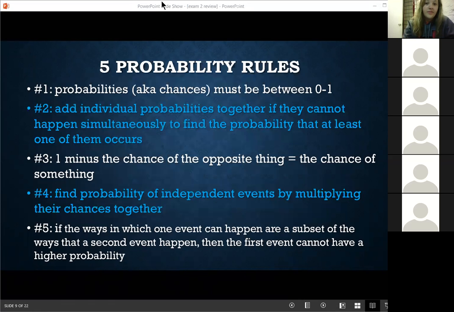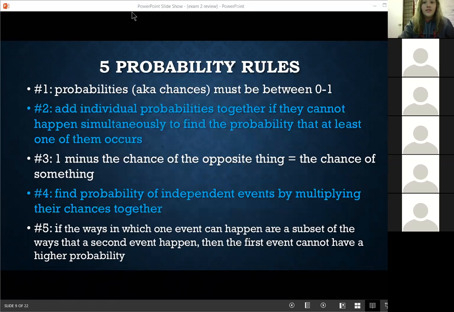And then our third one is that 1 minus the chance of the opposite thing is the chance of something. It sounds a little confusing. This is one that's better to see examples with and get practice with to understand. It's basically saying that if you're trying to find the probability of something, and you know the probability that it wouldn't happen, all you have to do is take 1 minus the other probability, and then you're going to get the probability that it would happen.